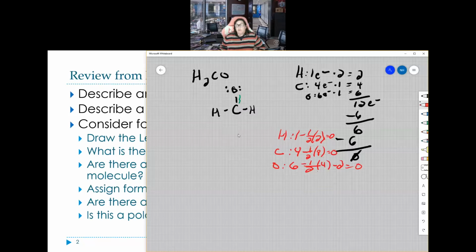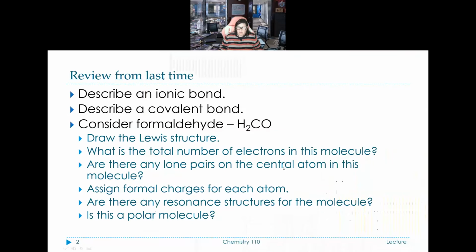Is that a polar molecule? Oh Lord, is this polar? Yes, actually it is, because oxygen is more electronegative than carbon, and I have a higher electron density on the oxygen than I do on the carbon. So I'm pulling electrons towards this end of that molecule, so it is a polar molecule. Questions, comments, problems on any of that? Okay, awesome. Let's see what we can do next.